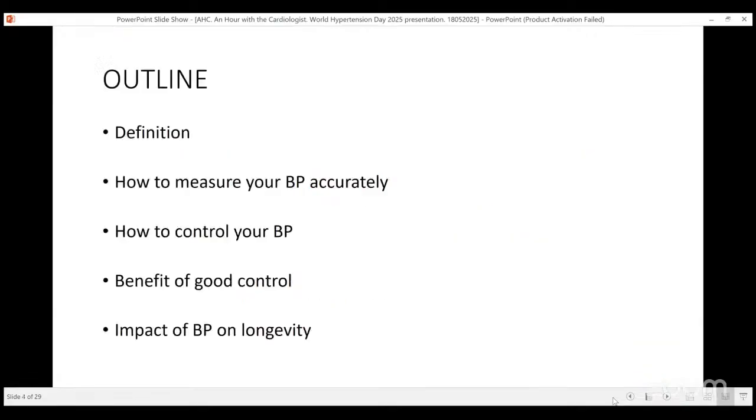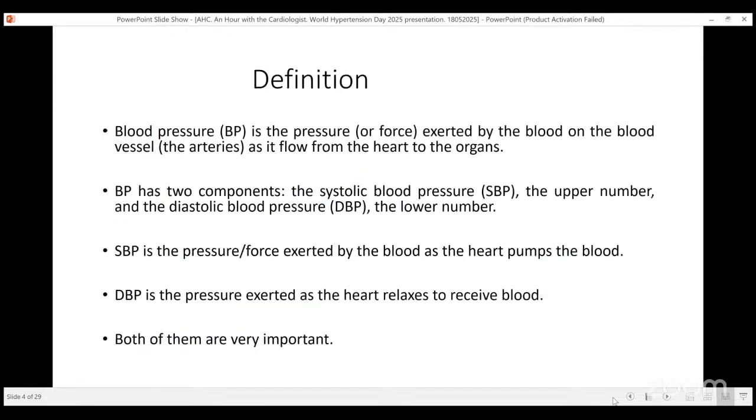Okay, fine. So we will be looking at this outline: the definition of blood pressure, how to measure your blood pressure accurately, how to control your blood pressure, benefit of good control, and impact on longevity. So blood pressure is the pressure or the force exerted by the blood on the blood vessels, that's the arteries, as it flows from the heart to other organs.